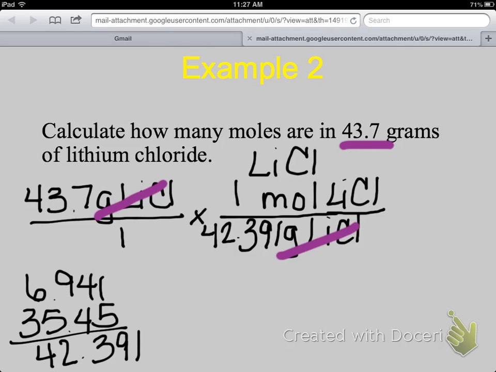But let's check back at what we were given. We were given 3 significant figures. So my answer has to have 3 significant figures as well. So I am going to round that to 1.03, so that way I have 3 significant figures. We're going to label it, and I have moles of lithium chloride. Example number 2 is done.